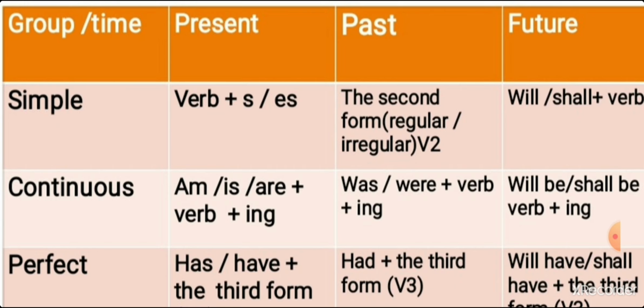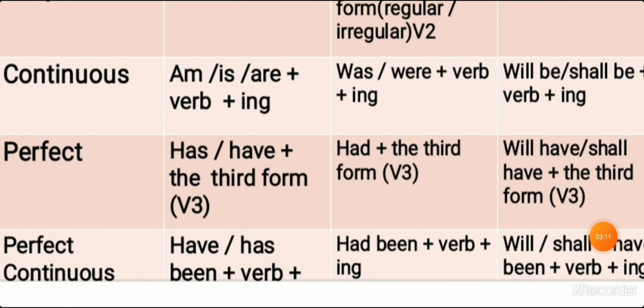Then students, to make past continuous, we use the helping verb was or were according to the subject, plus the first form of the verb plus ing. To make past perfect we use had plus the third form of the verb. And remember that past perfect tense is actually the past of the past. It is used when an action was completed before another action took place, and both actions are related to each other in some way.